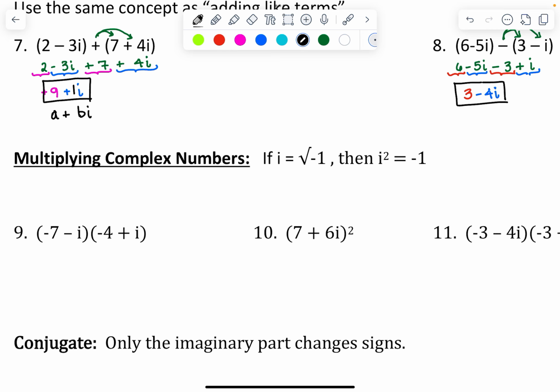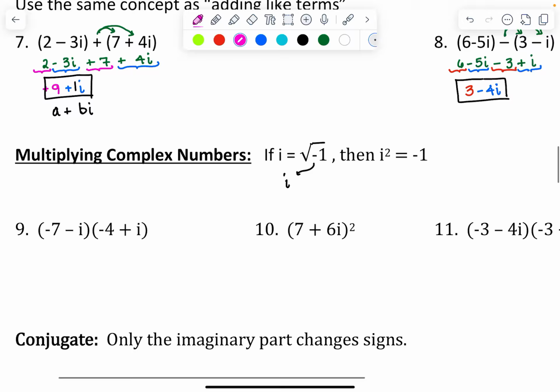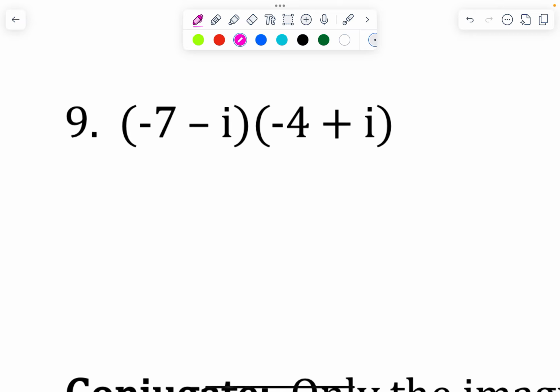Multiplying complex numbers. So the thing you need to understand here is that if i is equal to the square root of negative 1, you pull this out and call it an i, then that means if you were to take the square of both sides, well then i squared is equal to negative 1. So you must remember that i squared is equal to negative 1. With that, let's take a look.